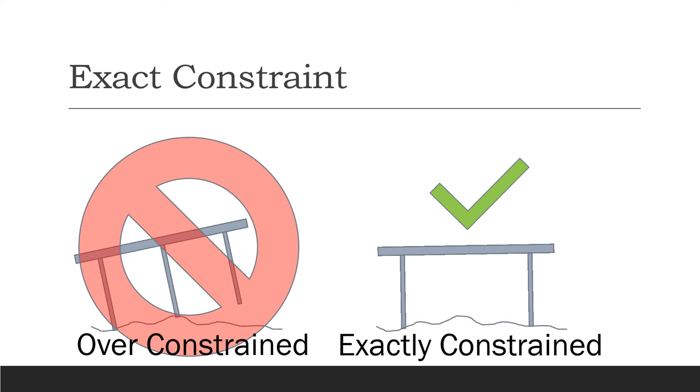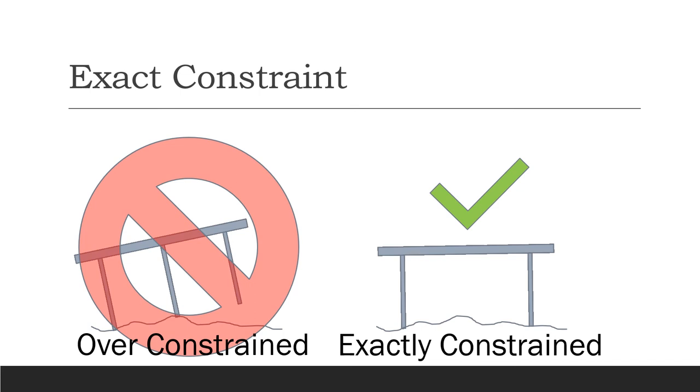The same goes with ladders. If you have four legs and you try and put the ladder on uneven ground, one of the legs is always going to wobble. If you have three legs, the legs will always be in contact with the ground and it will be exactly constrained.